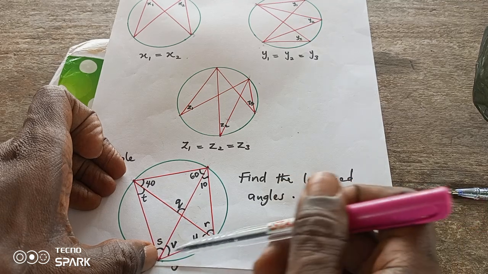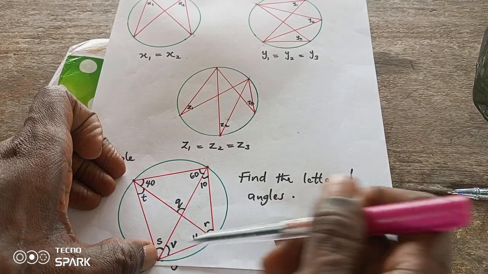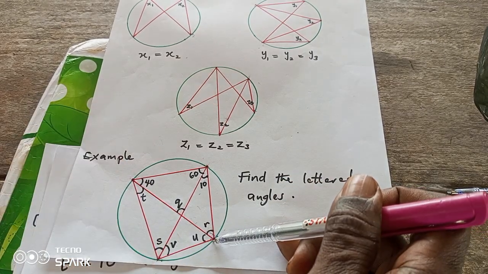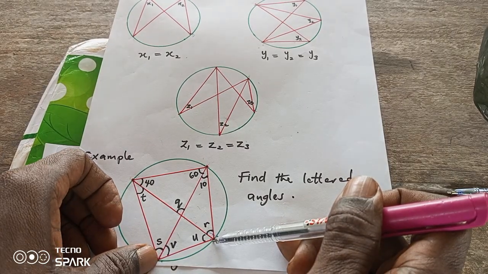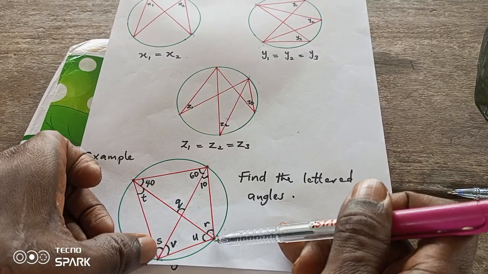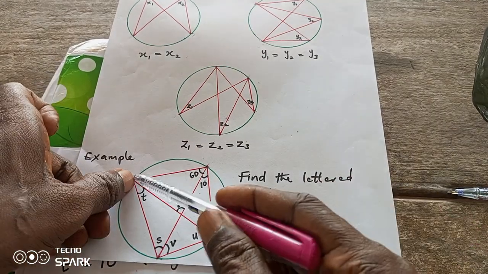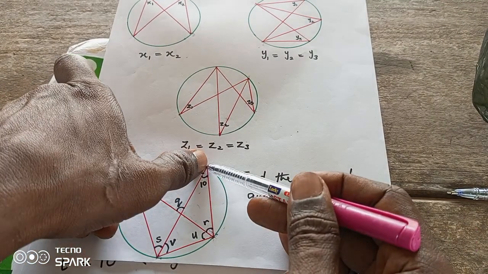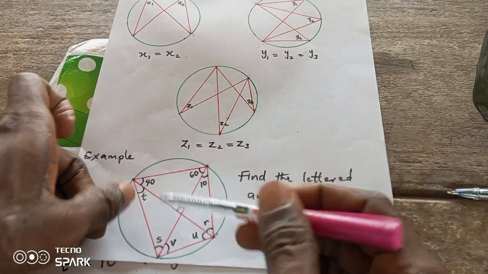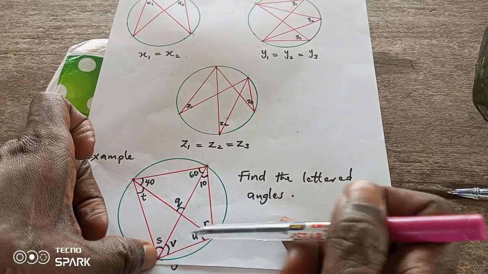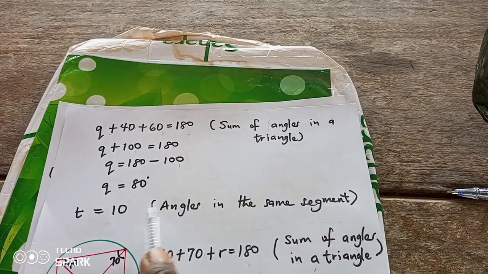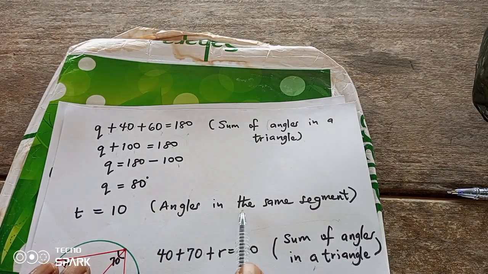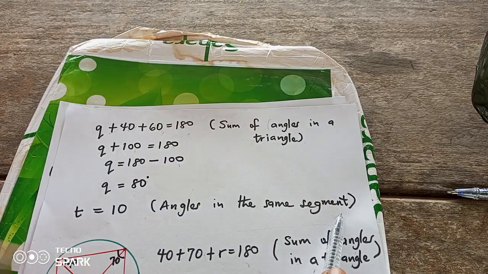That means they start from the same segment. So they are angles of the same segment. And the rule says that if you are having angles of the same segment, they should be equal. So that means angle T should be equal to angle 10 degrees because they are angles of the same segment. They are starting from these two points. So angle T should be equal to 10 degrees because it's an angle of the same segment.